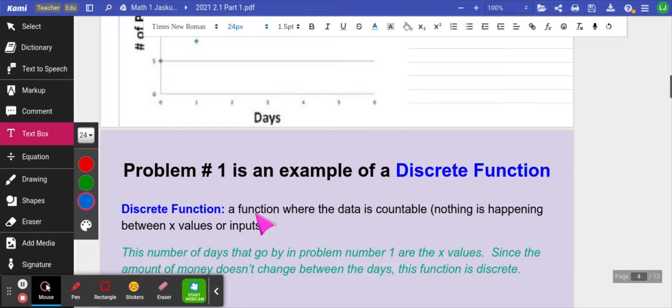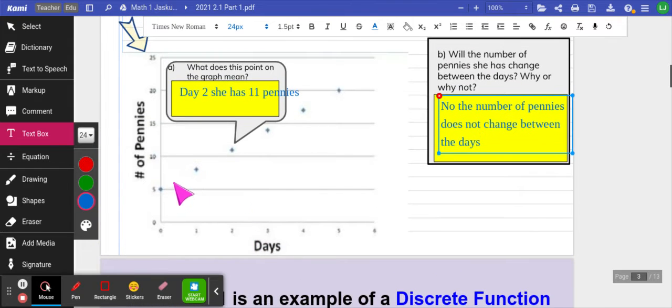One thing I want to note as well is that because nothing's changing in between the days, with a discrete function, we do not connect the points. So your graph should be just isolated points, so not connected with a line.